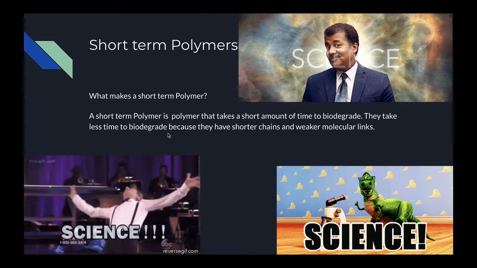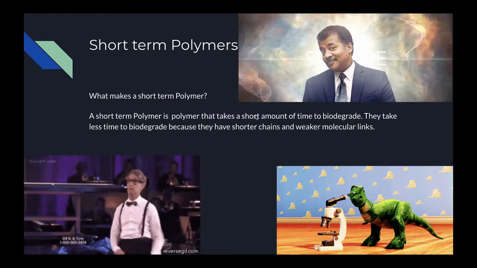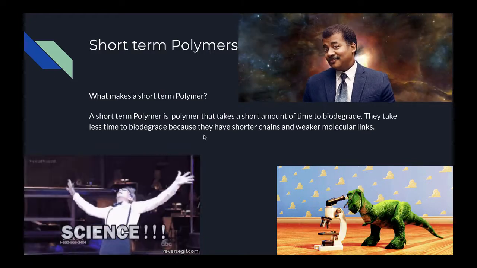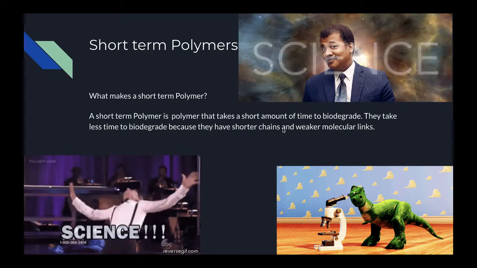Short-term polymers. What makes a short-term polymer? A short-term polymer is a polymer that takes a short amount of time to biodegrade. They can take less time to biodegrade because they have shorter chains and weaker molecular links.